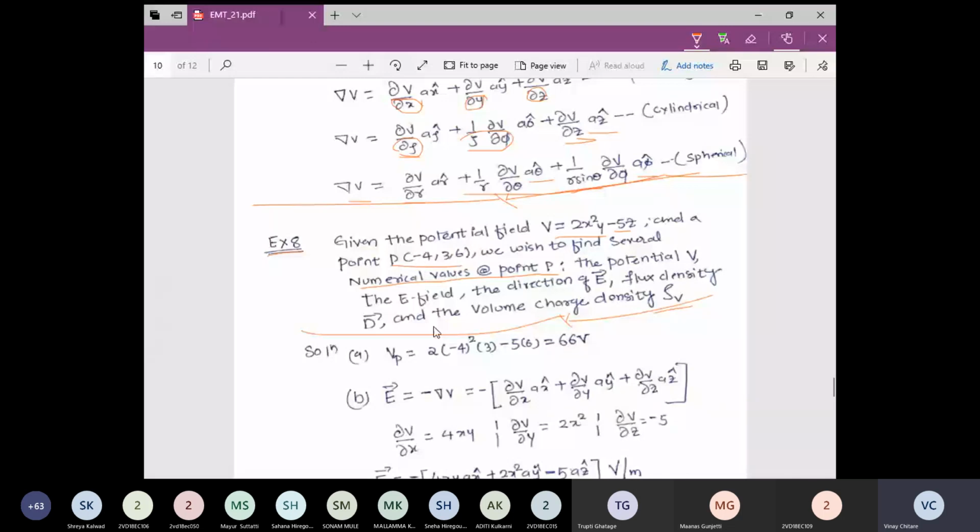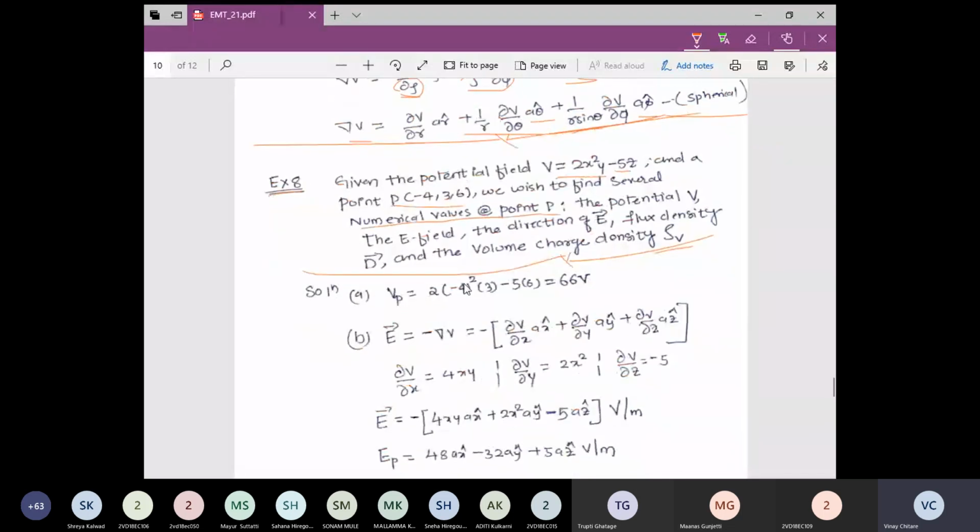This is quite simple. We have to substitute the point P in this given expression. You can check that if you substitute x as minus 4, y as 3, and z as 6, you will get the answer as 66 volts, which means the potential at that point is this much.